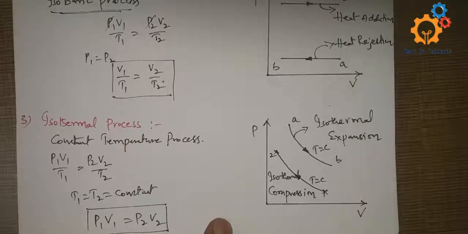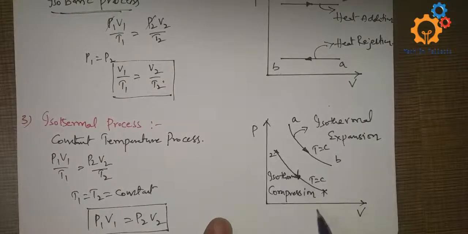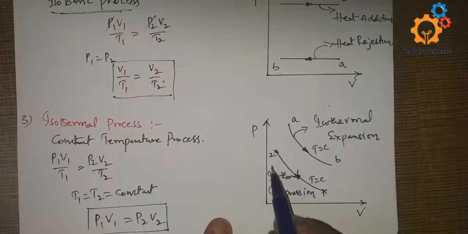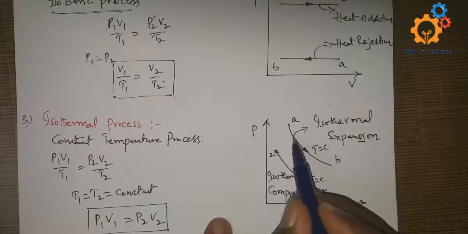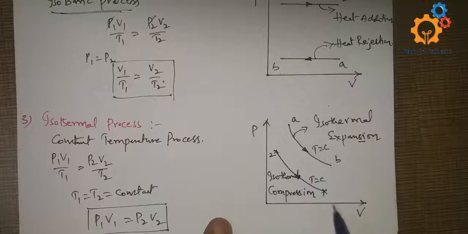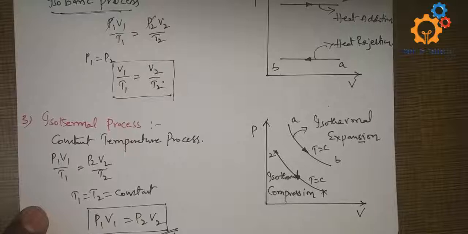In the compression process, definitely volume is going to decrease and pressure is going to increase, and in the expansion process, pressure is decreasing and volume is increasing. This is the isothermal process.